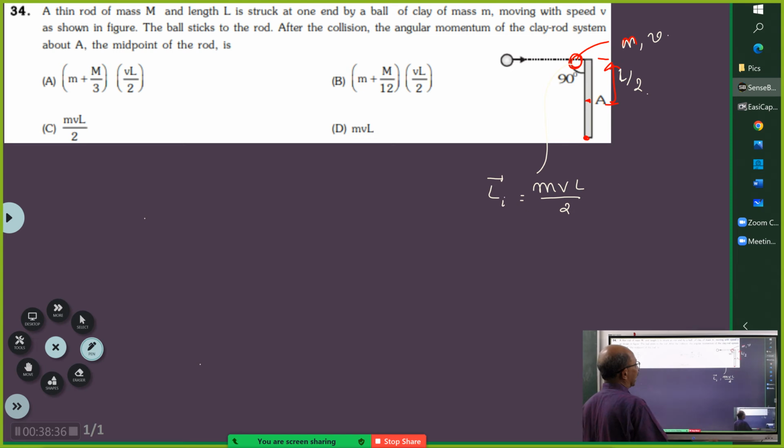After collision, what is the angular momentum of the clay-rod system? It should be the same, common sense, isn't it? So, do you have the option? Yes, there is an option.